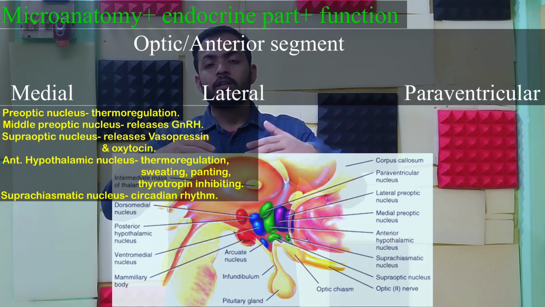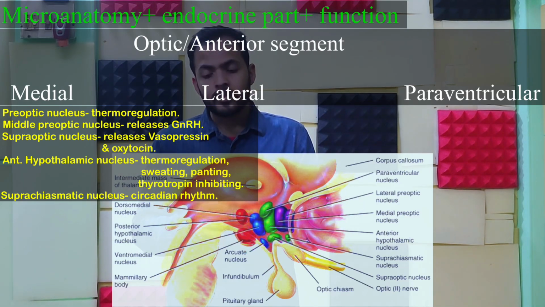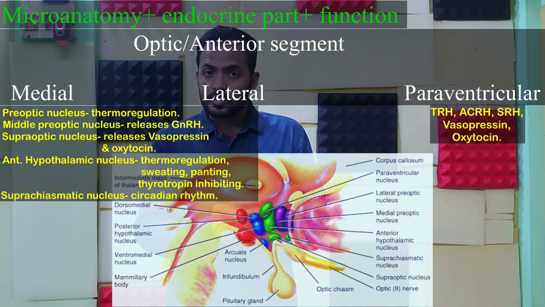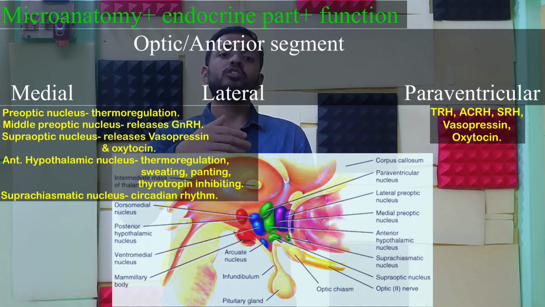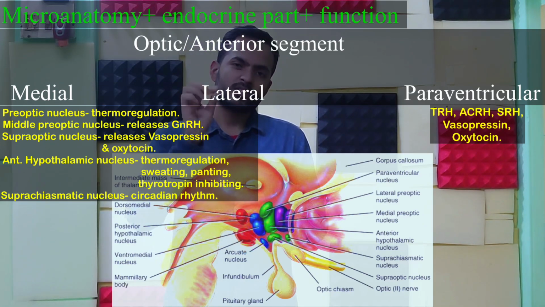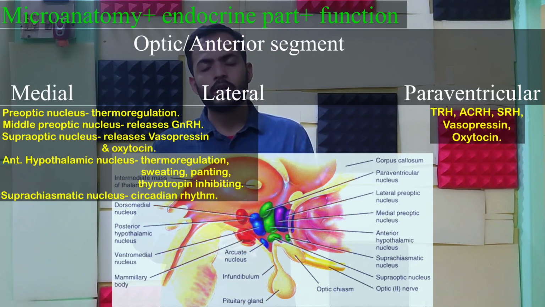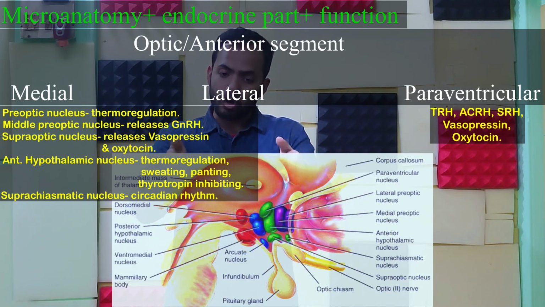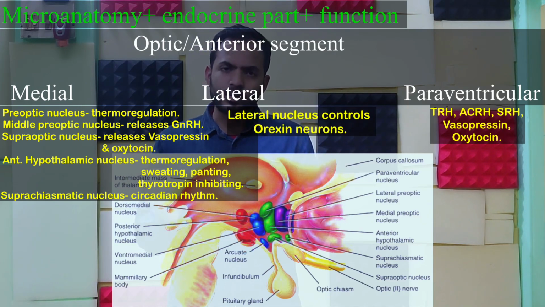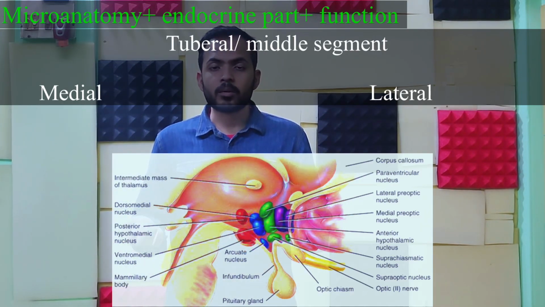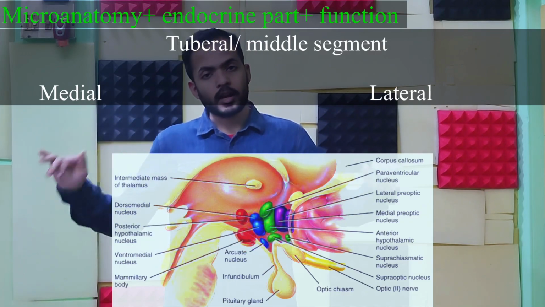And then you will get the paraventricular nucleus. This paraventricular nucleus secretes thyrotropin releasing hormone, adrenocorticotropic releasing hormone, somatostatin, along with a small amount of vasopressin and oxytocin. And in the lateral part of this optic segment of the hypothalamus you will get the lateral nucleus. This lateral nucleus, in all parts of the hypothalamus, contains a special type of neurons known as orexin neurons.